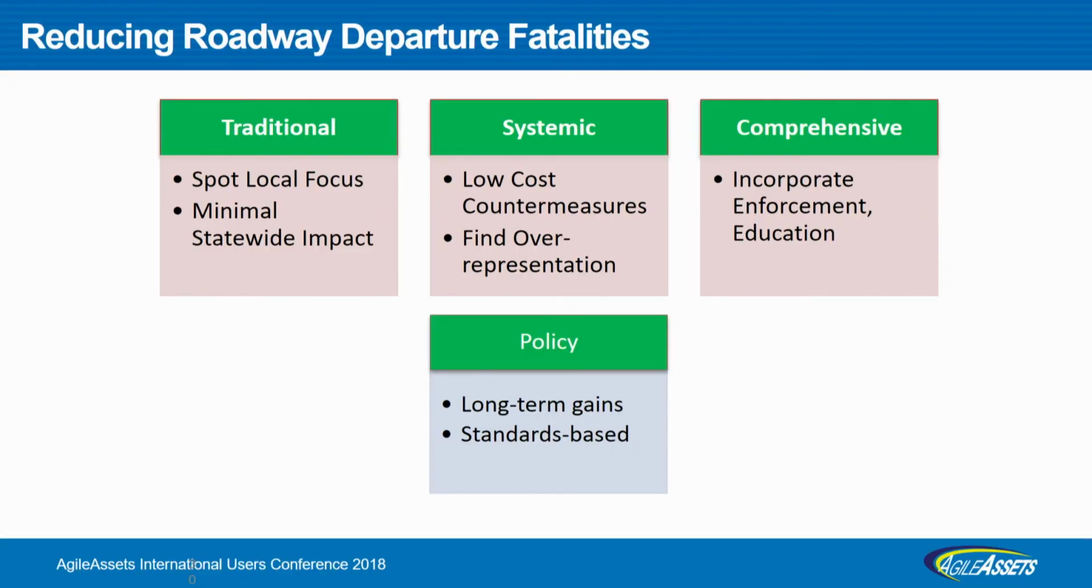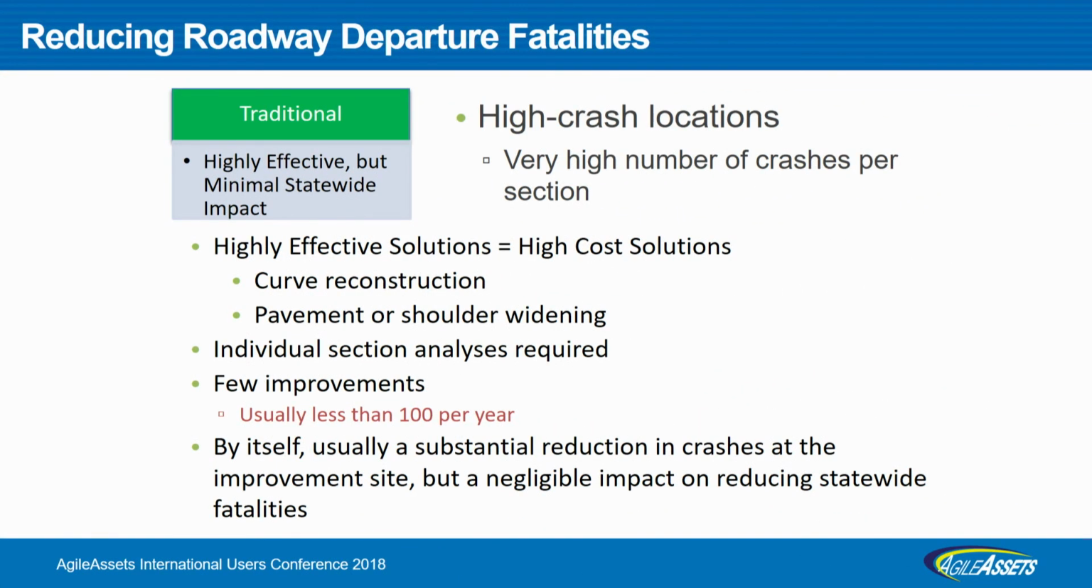So we're going to talk a little bit about the different methods that we can utilize to reduce roadway departure fatalities. So we'll start with traditional. Traditional, they usually provide, they're highly effective, but you see a minimal statewide impact. A lot of the time, the traditional method of addressing roadway departure crashes is focusing on an area that has a high number of crashes, and it's quite often a high-cost solution.